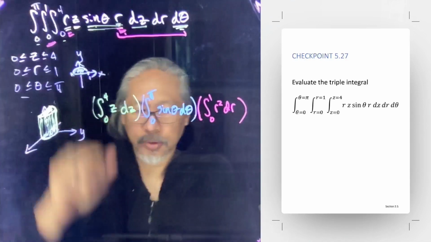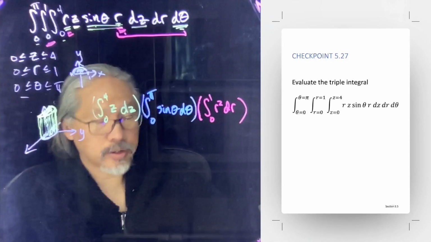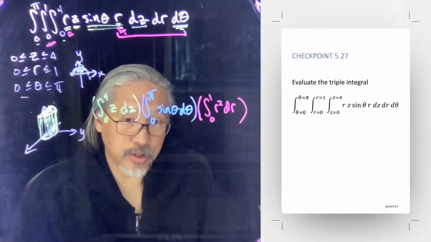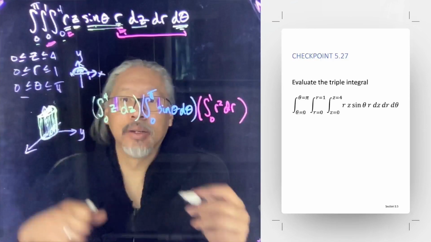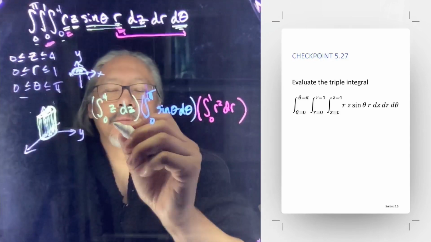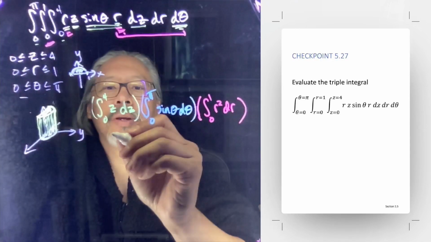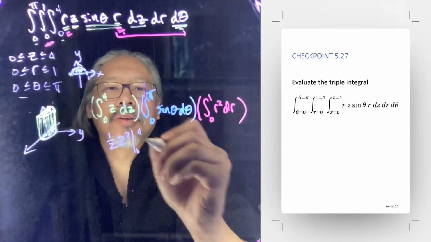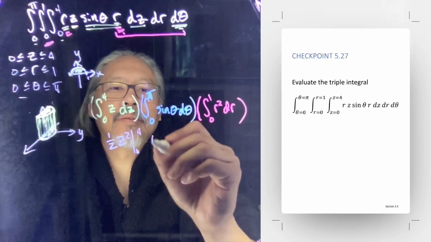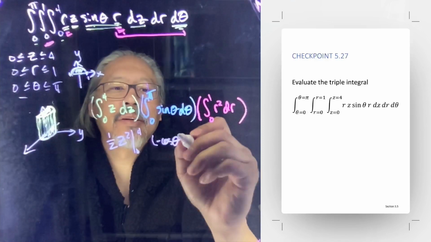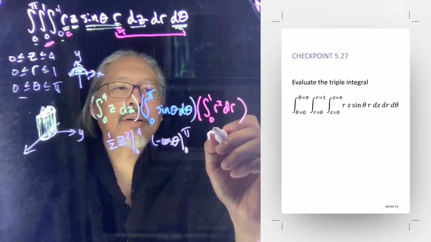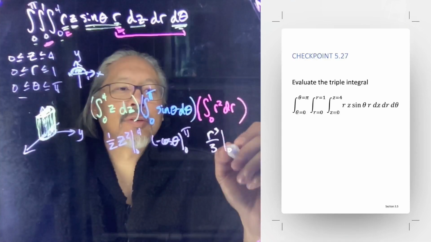And that's it. Those are the integrals that you're going to compute separately, instead of looking at it as an iterated integral, which you can do, by the way, if you want. But this seems like it would be easier. So we have 1/2 z squared from 0 to 4, negative cosine theta from 0 to pi, and r cubed over 3 from 0 to 1.